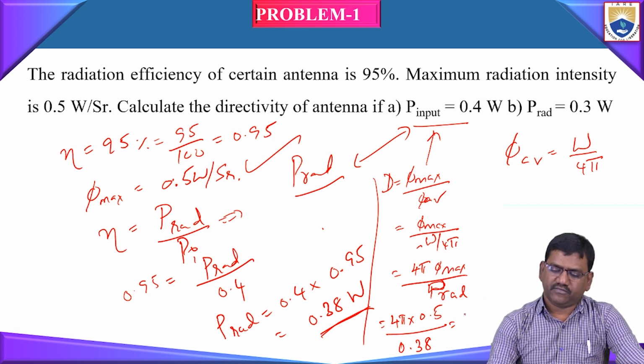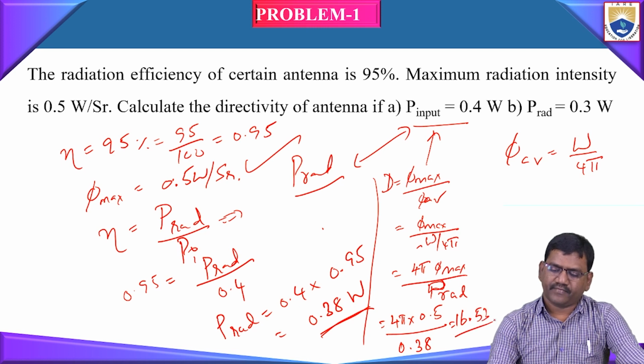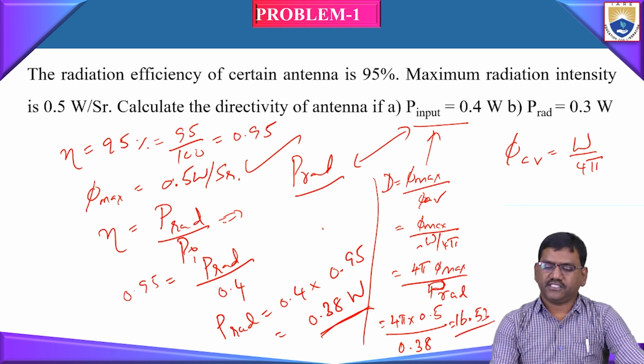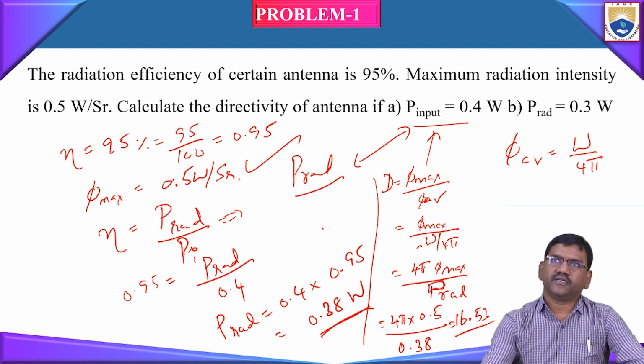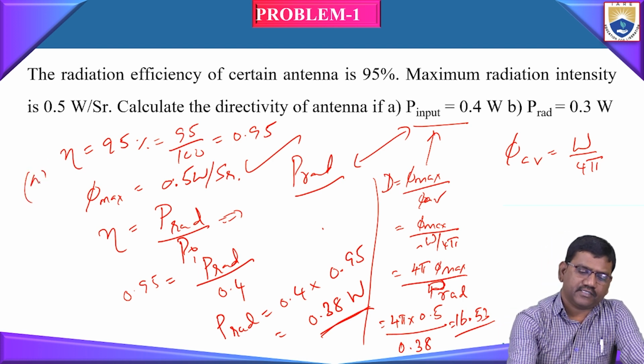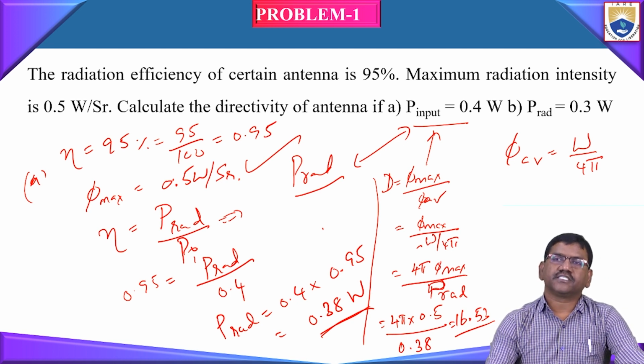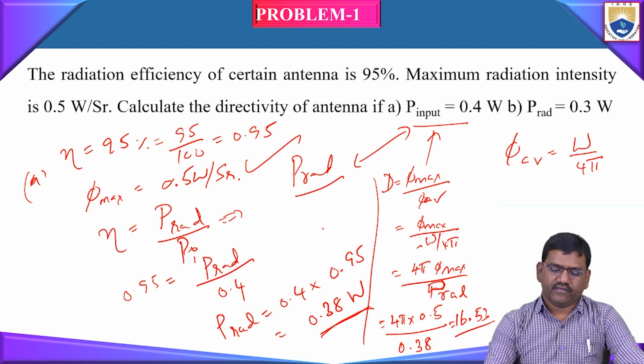So if you simplify this, you will get 16.53. So this is the directivity for the input power equal to 0.4 watts. This is part A here. So directivity is equal to 16.53 for the given input power.